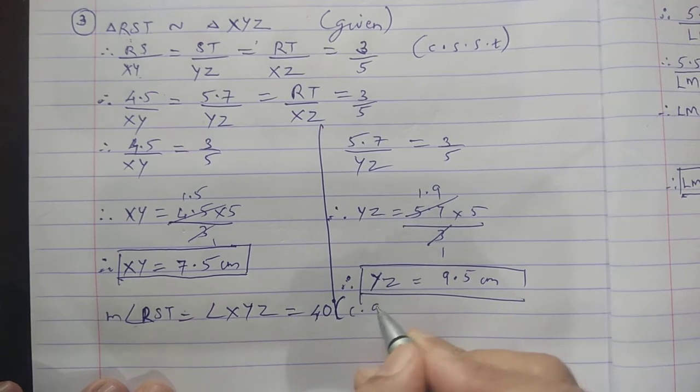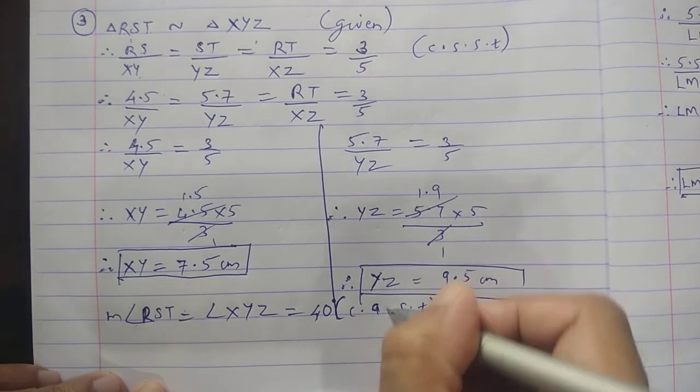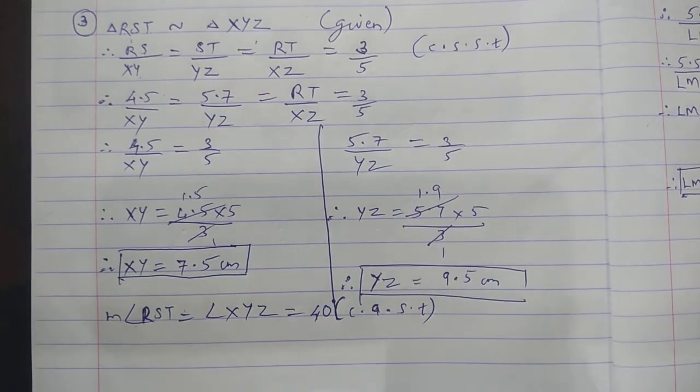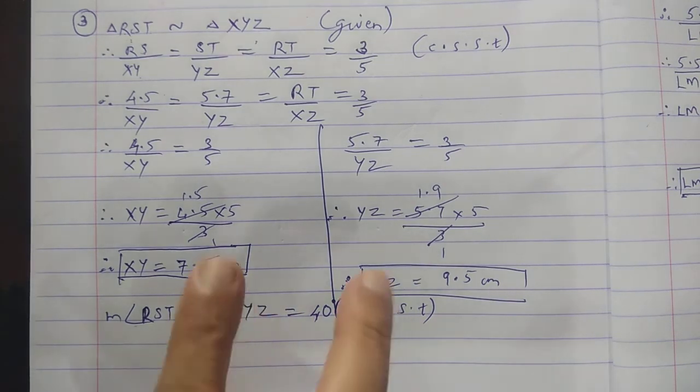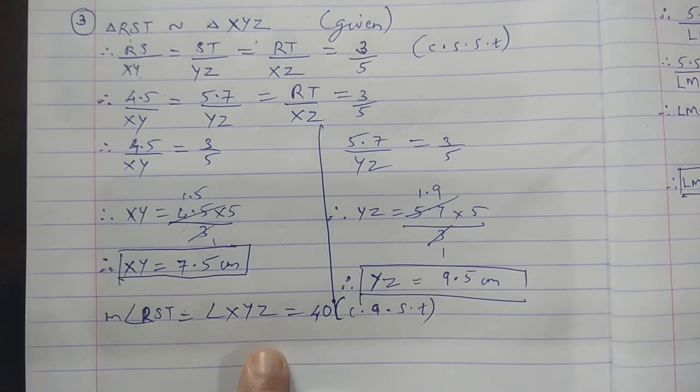Reason: CAST, right? Corresponding angles of similar triangles. So now you can see two sides and one angle are known to us. So by SAS test we can construct the triangle. Correct? So again, as I told you, first do the construction of the triangle whose measurement was given to us. So first construct triangle RST.